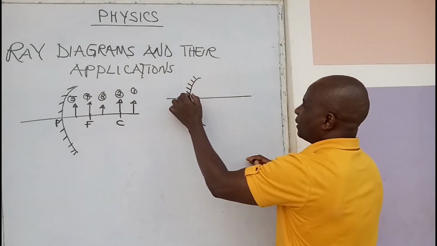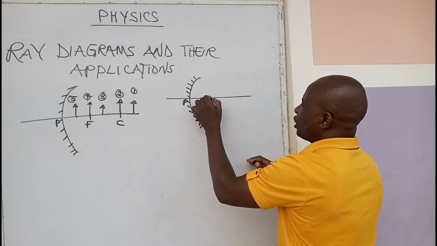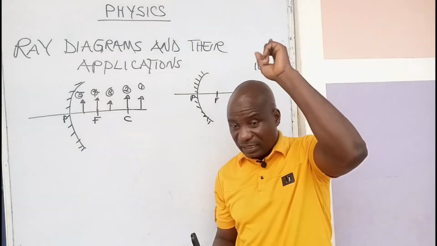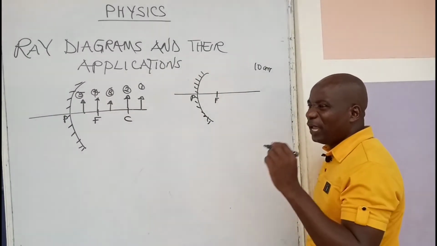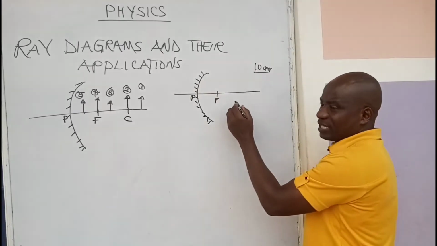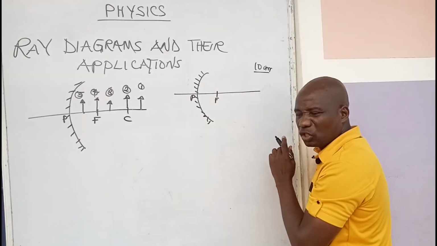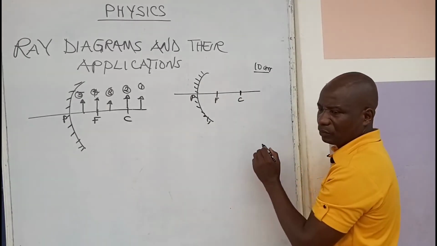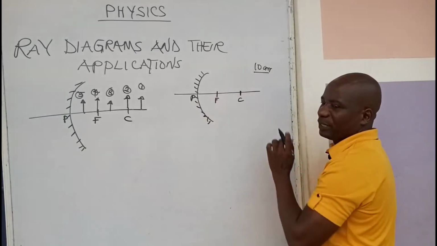We have, this is pole, this is F. Now, see the application that I was saying the other time. If you are told that the focal length of a mirror is 10 centimeters, definitely you should know that our C is now going to be 20 centimeters from the pole. So it means this one is going to be twice the distance. That if from here to here is 10, from here to here too must be 10.